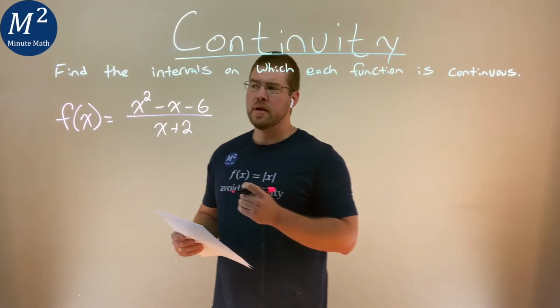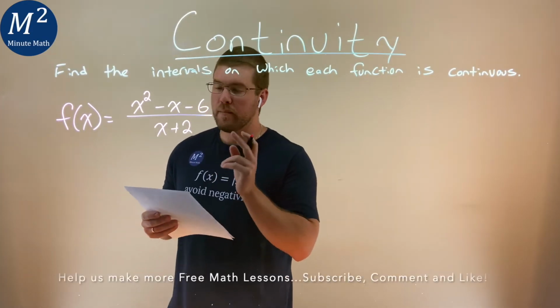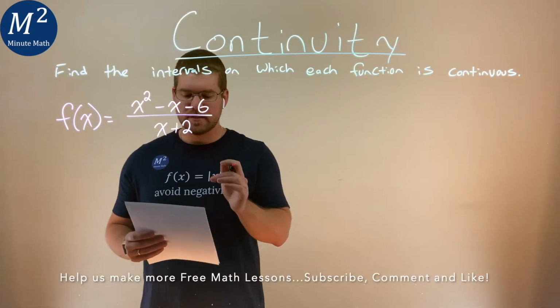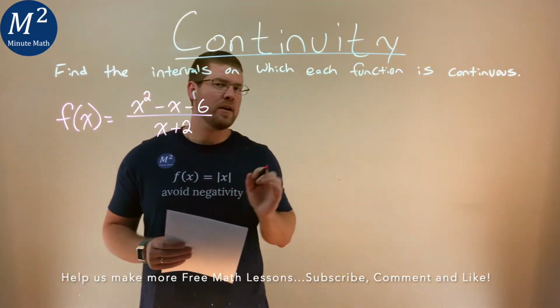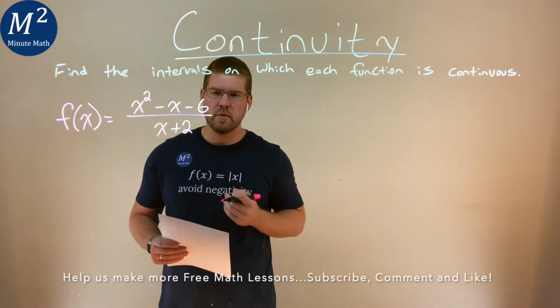We're given our function right here. F of x is equal to x squared minus x minus 6 divided by x plus 2. And we define on what intervals this function is continuous.